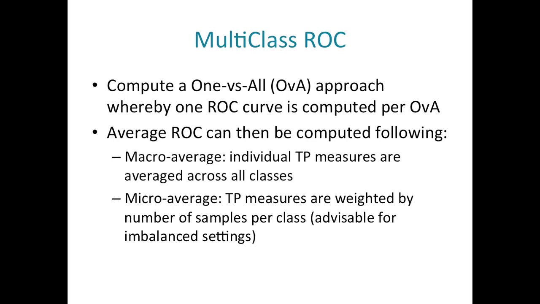The macro average just takes the individual true positive measures and averages across all classes. The micro average basically weights by the number of samples that we have. Again, similarly to the F1 score that we discussed, the micro average is advisable for imbalanced settings where one of the classes might have a larger number of samples.